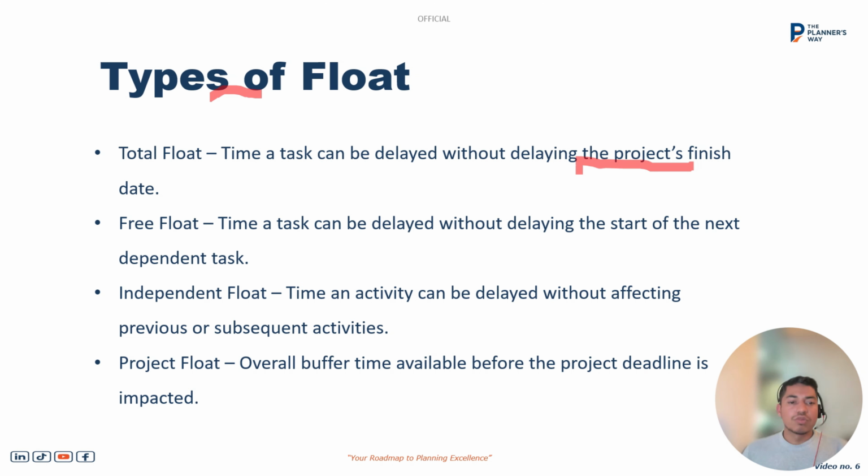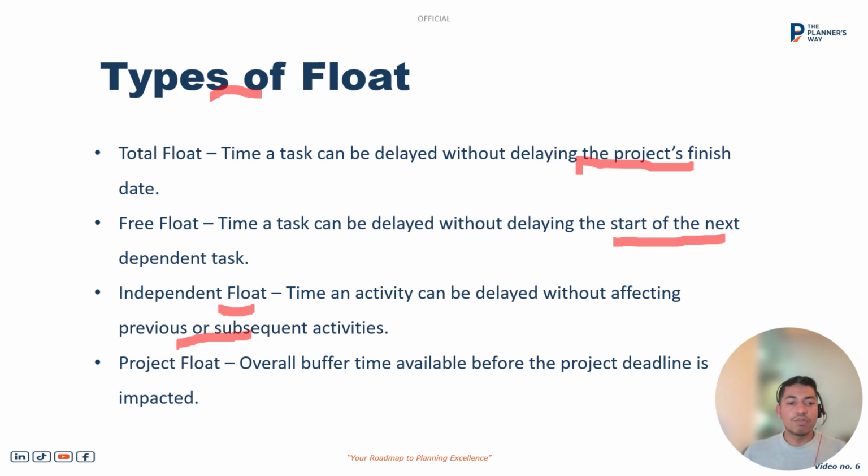And the next one is the free float, in which if an activity has 20 days free float, that means we can delay that activity by 20 days without affecting the immediate successor, the following activity. Or we can say the independent float is the total time by which any activity can be delayed without affecting its predecessor or any of the subsequent activities.